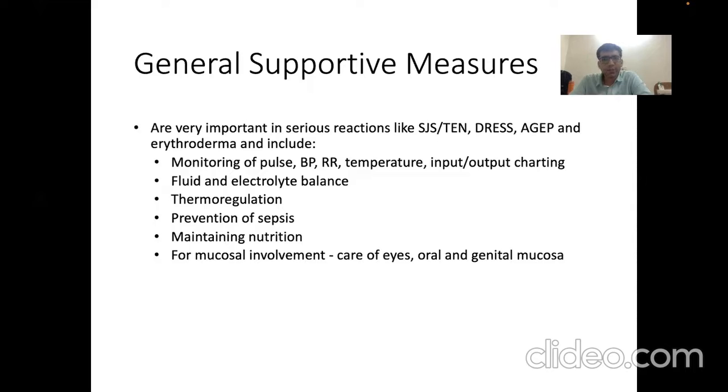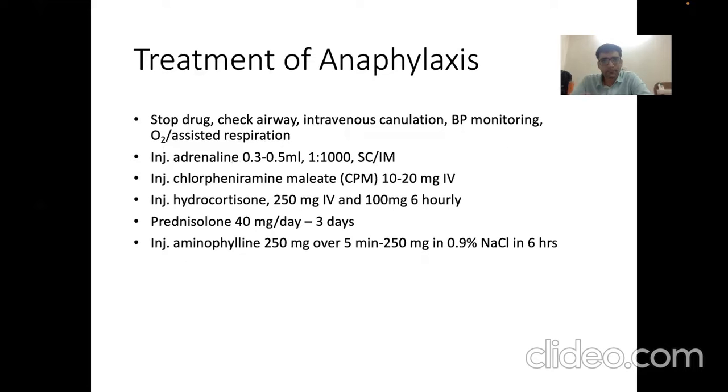General supportive measures are very important in serious drug reactions, like monitoring of pulse, BP, respiratory rate, temperature, fluid and electrolyte balance, thermoregulation, prevention of sepsis, maintaining nutrition and mucosal care. Treatment for anaphylaxis: stop the drug, check the airway, BP, oxygen, respiration, injection adrenaline 0.2 to 0.5 ml of 1 in 1000 units, injection chlorpheniramine maleate 10 milligram, injection hydrocortisone 250 milligram IV or prednisolone 40 milligram per day for 2 days.